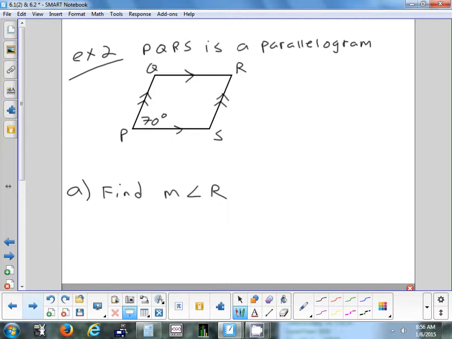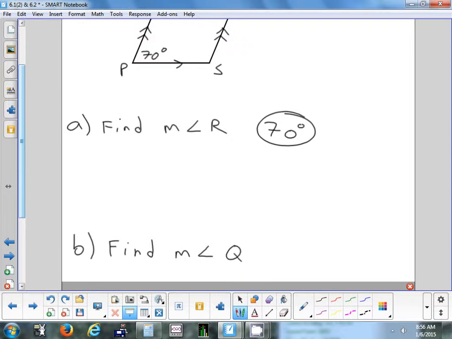Okay, so here's another parallelogram. This time I'm looking at a couple angles. What would the measure of angle R be? Well, Olivia? 70? Yeah, it would be 70. How do you know that? Second theorem? Yeah, the one where the opposite angles are congruent. So P and R are the same. Q and S are also the same. In fact, let's find Q.